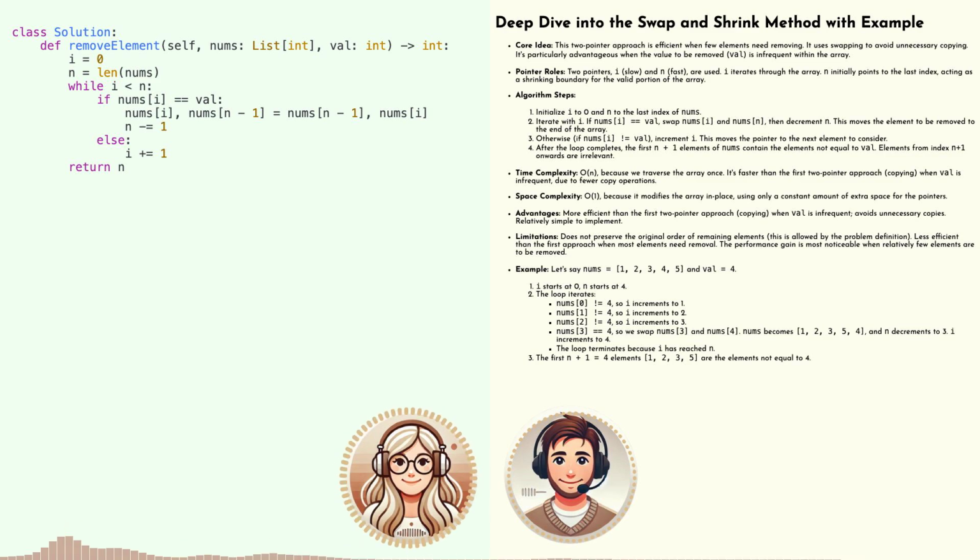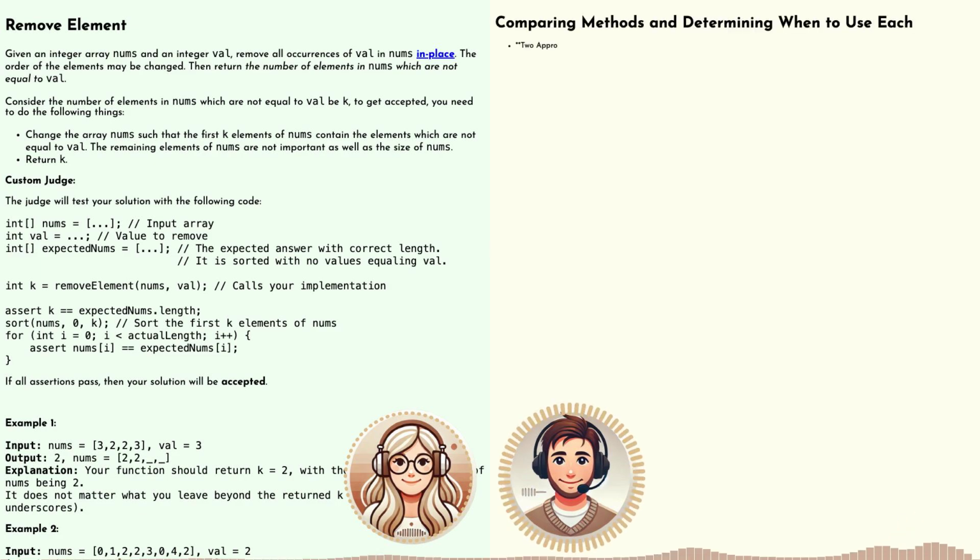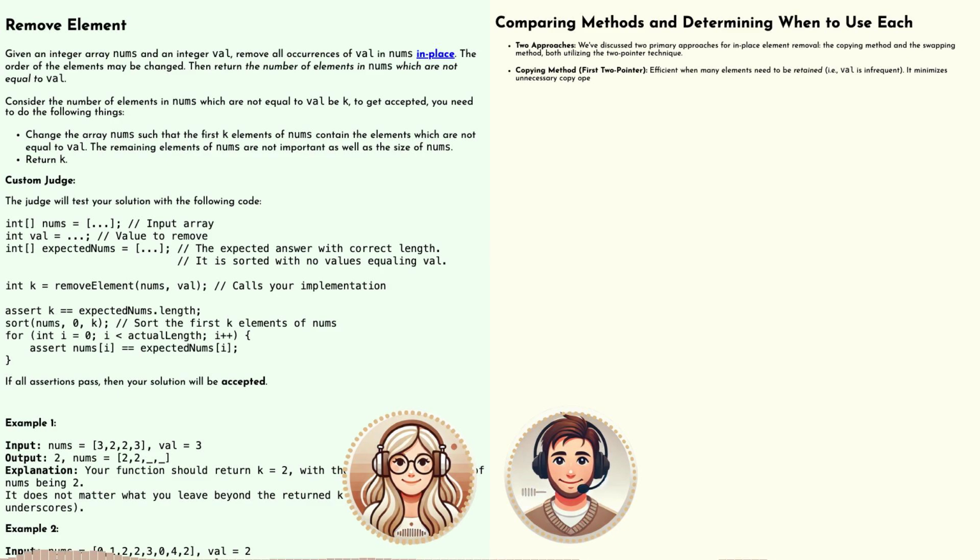Like, n will eventually reach n, and anything beyond n is considered discarded. We end up with 1, 4, 3, 2, 2, and our function would return 3. Exactly. It indicates the length of that valid section at the front. This method is perfect for those cases where we only need to remove a few elements. Just like removing a few grains of sand from a huge beach.